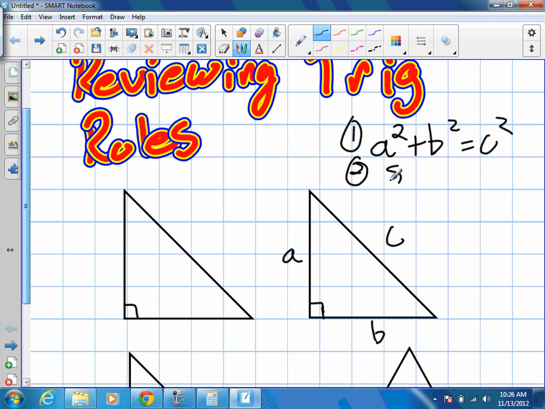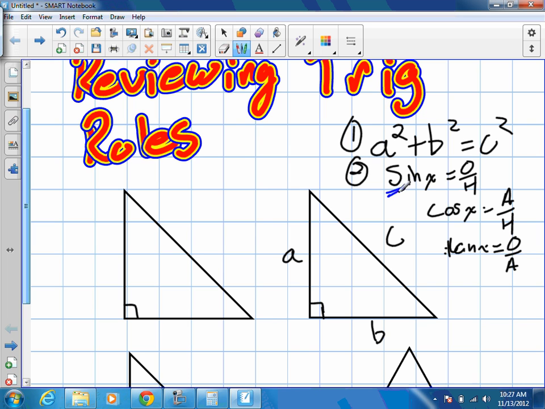SOHCAHTOA. Okay, so we have our sine x is equal to opposite over hypotenuse. We also have cosine x or theta is equal to the adjacent over the hypotenuse. And we also have tan x is equal to the opposite over the adjacent. Essentially, that's what SOHCAHTOA stands for. So as in S, and then OH. Ka is CAH. And TOA, that's supposed to be a T, OA. That's a way to remember our 3 primary trig ratios.